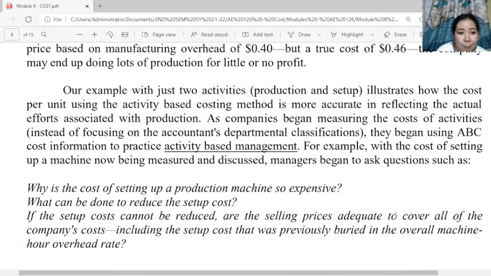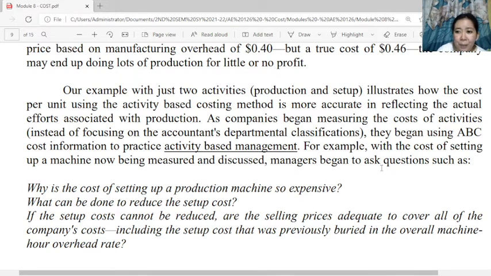So our example with just two activities, production and setup, illustrates how the cost per unit using the ABC method is more accurate in reflecting the actual efforts associated with the production. As companies began measuring the cost of activities instead of focusing on the accountant's departmental classification, they began using ABC cost information to practice activity-based management.